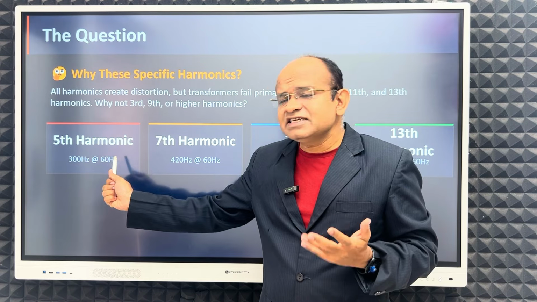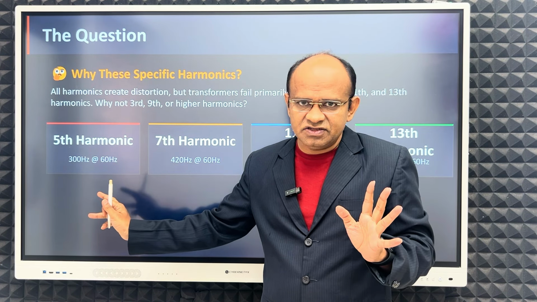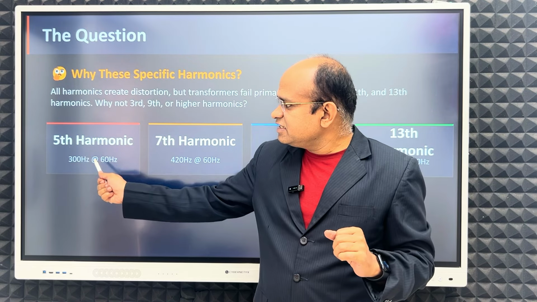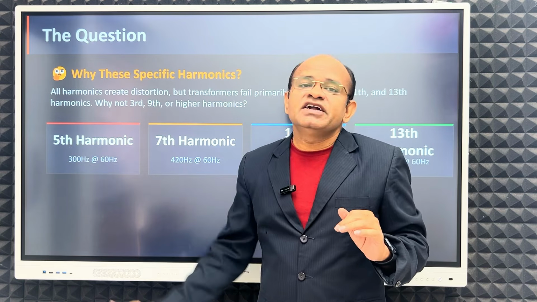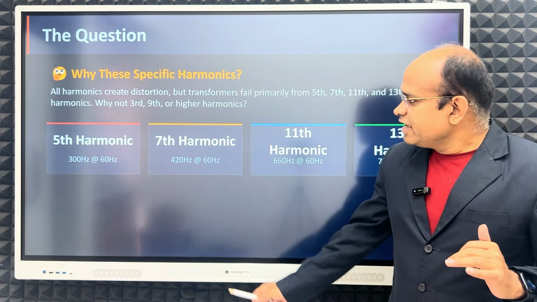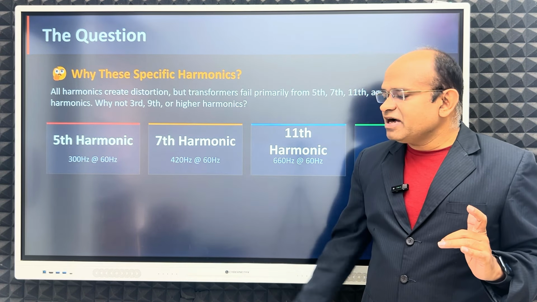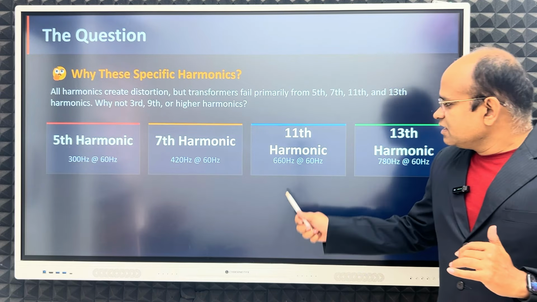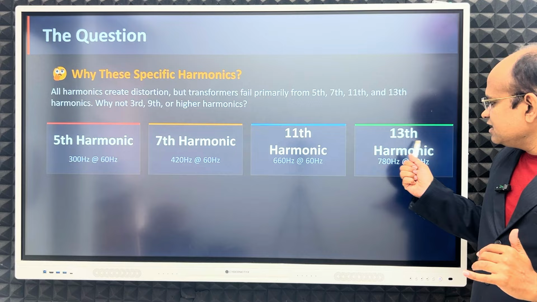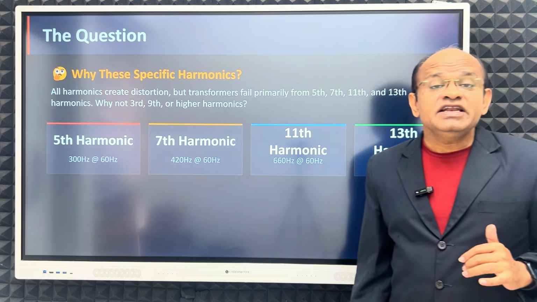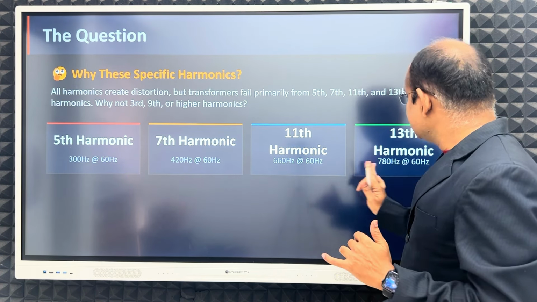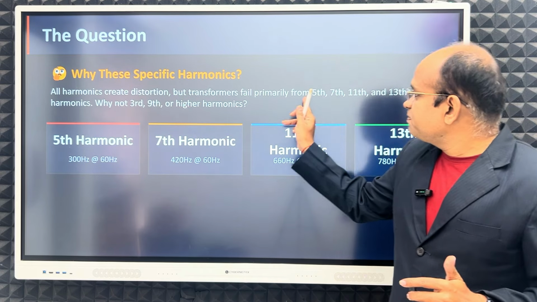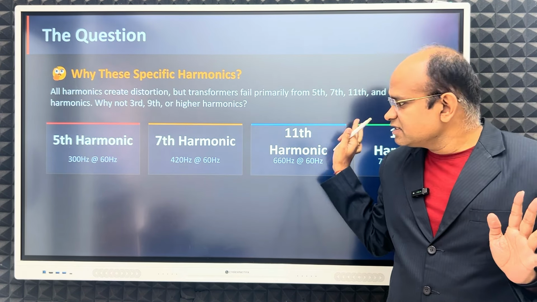Multiply by, let's say, 60 hertz, the US frequency. So the 5th is 300 hertz. Now the 7th, 7 multiplied by 60, that is 420. Then the 11th is 660 and the 13th is 780. So this is the frequency of these particular harmonics.